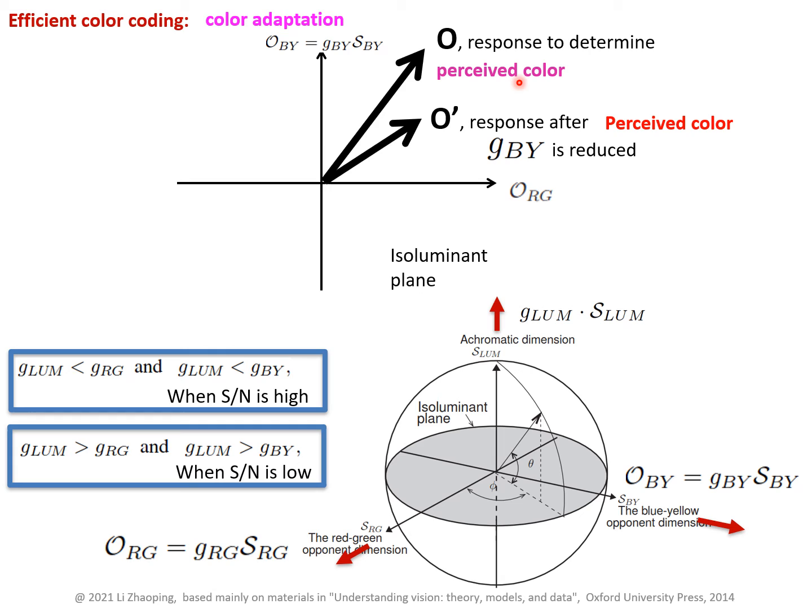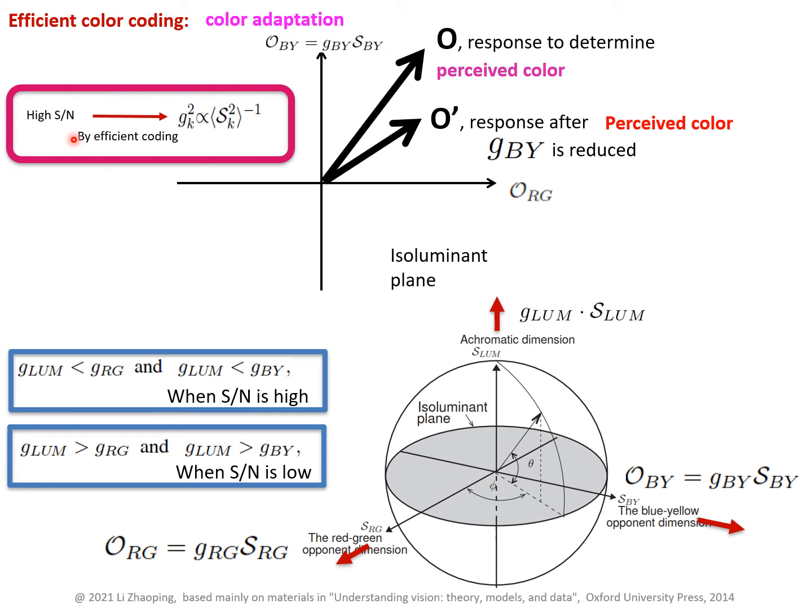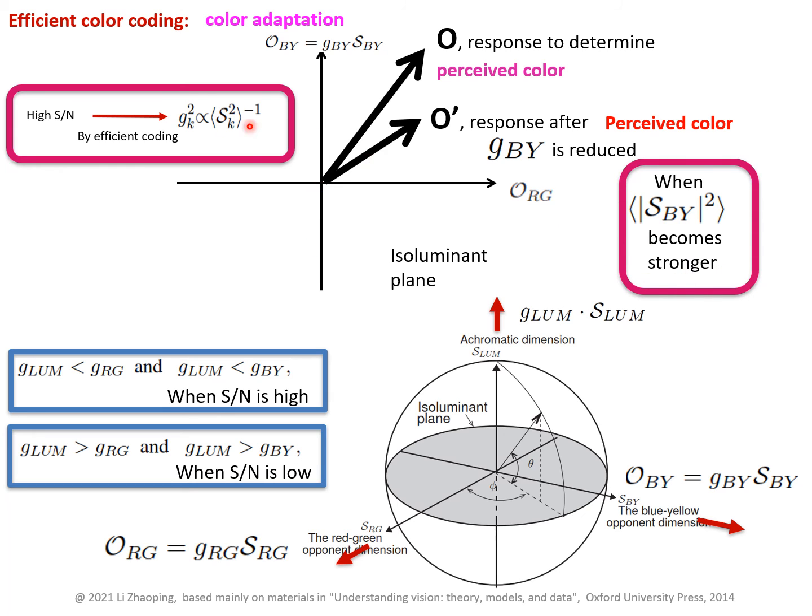And you may ask, well, how can such a gain suddenly get reduced? Well, this could be because the environment changed. Let's say in your environment the signal-to-noise is high enough, in that case the gain power is inversely proportional to signal power. So therefore, if the signal power in this blue-yellow channel suddenly becomes stronger, then your gain will be reduced.